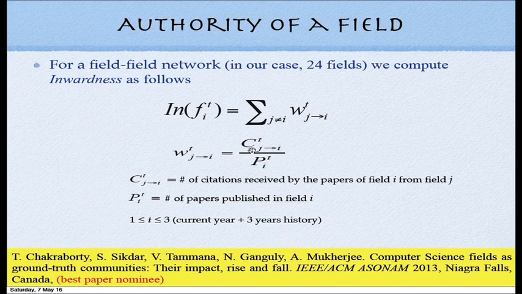With this we start off the preliminary analysis. The first thing that we define is called the authoritativeness of a field. This is basically nothing but the total number of citation links that are coming to a particular field from other fields. Let us take an example and see.